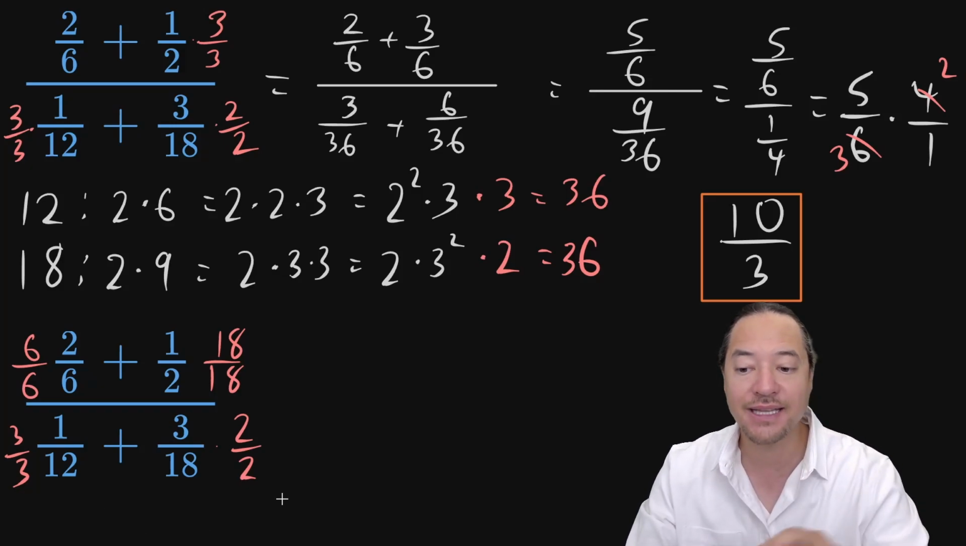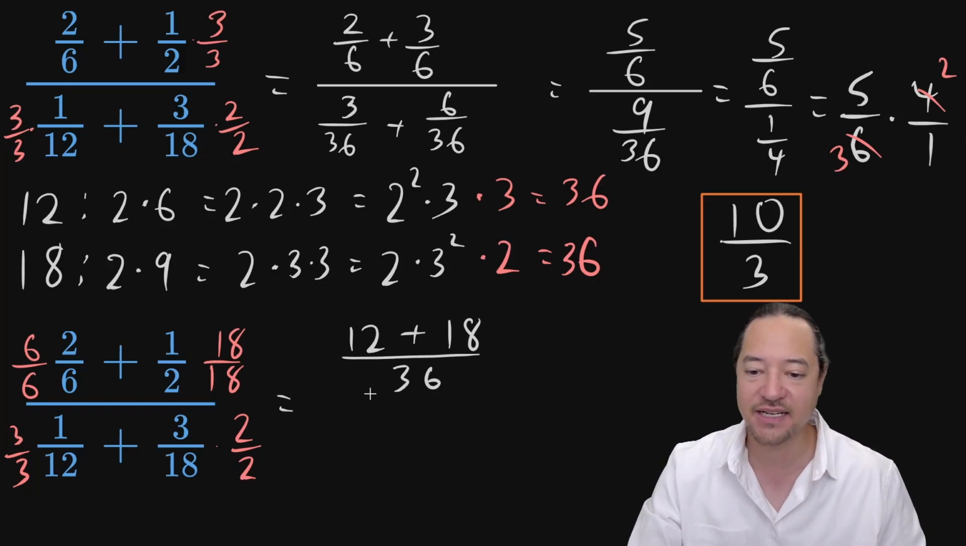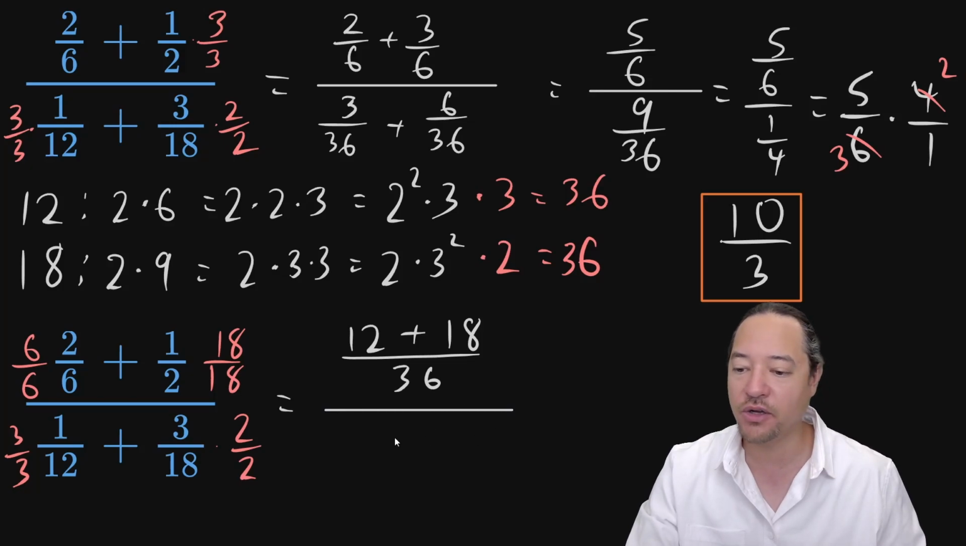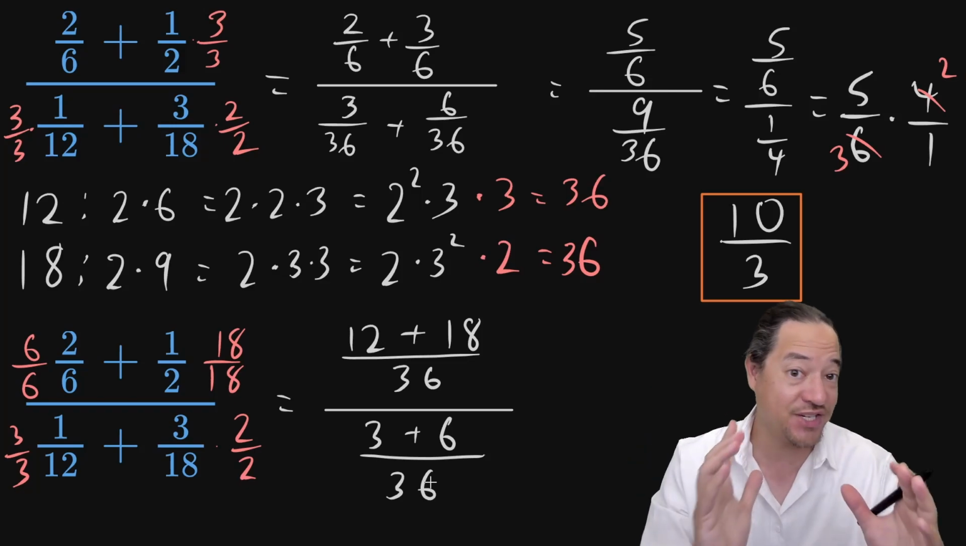Okay, so from here, let's evaluate what we get. In the numerator, I'm going to get 6 times 2 is 12, plus 1 times 18 is 18, all over my common denominator of 36, and that is going to be all over 3 times 1 is 3, plus 3 times 2 is 6, and all of this is over, again, my common denominator of 36. And now here's where the magic happens.